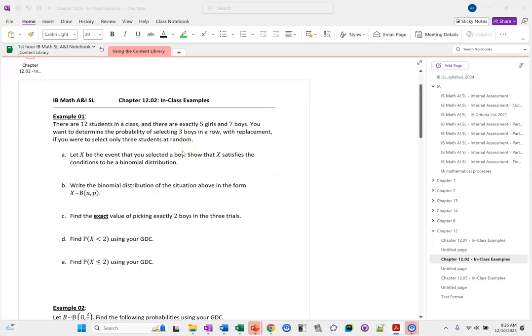So you should probably have a calculator out for this as we run through it, because really all of our binomial distribution stuff we're going to be calculating with the calculator.